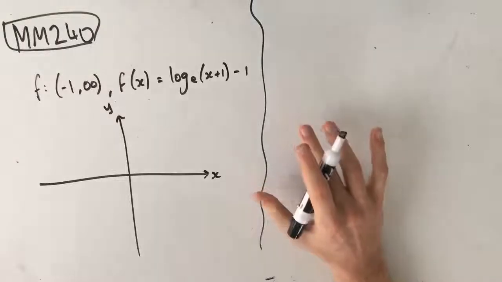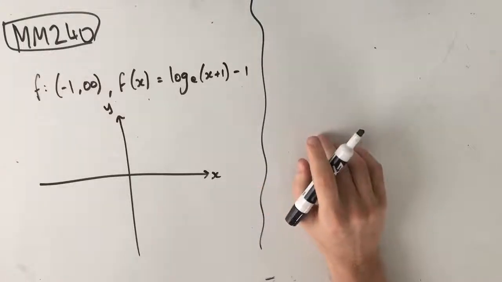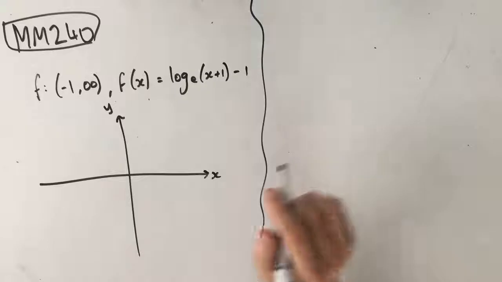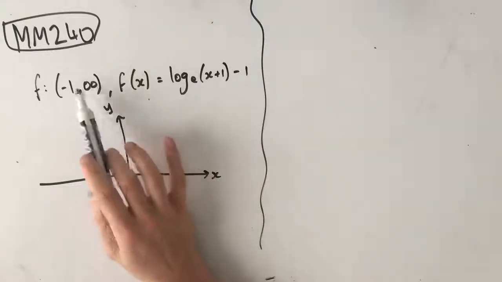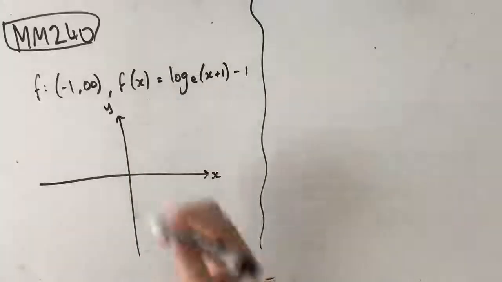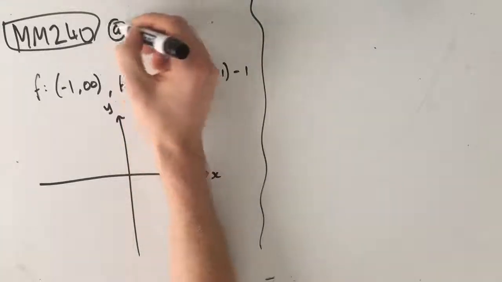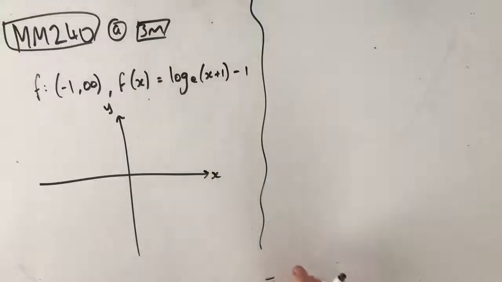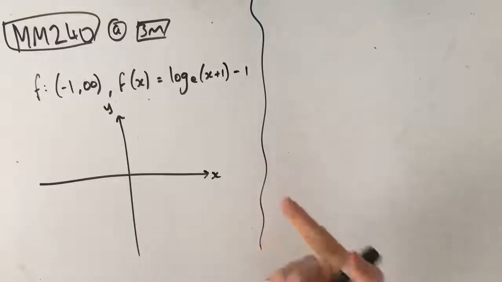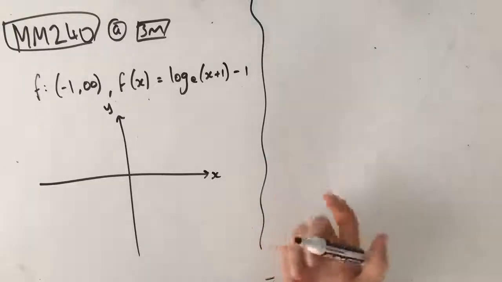Hey guys, welcome to question MM240 of the Maths Methods Fortify study guide. We've got this function f of x equals log e of (x plus 1) minus 1, from -1 to infinity. Now, part A is a 3-mark question and we're going to have to sketch this graph. The question asks us to sketch the graph of y equals f of x and label any axis intercepts and asymptotes. Awesome. So first things first, we're going to need the x-intercept, y-intercept, and an asymptote, all right?